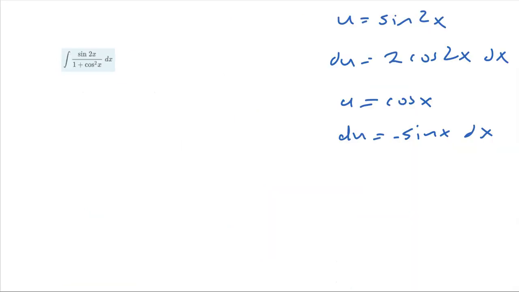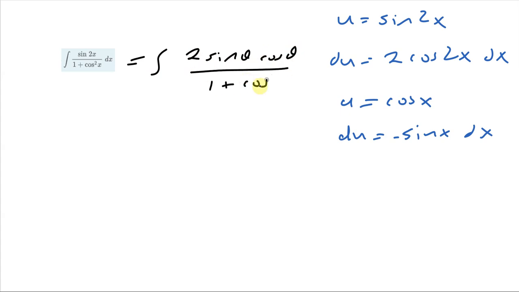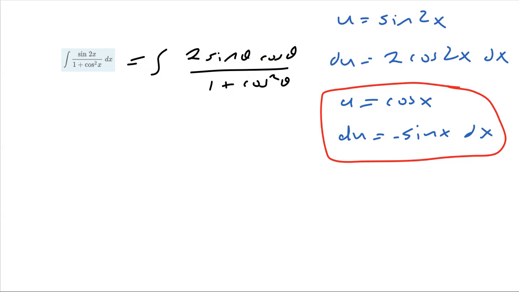2 sine of theta cosine of theta over 1 plus cosine squared of theta. So I know, look, if I pick this one, all of those cosines I can put in for u, and the du does have a sine of x dx, and I should have put x's instead of thetas there. I'm sorry.